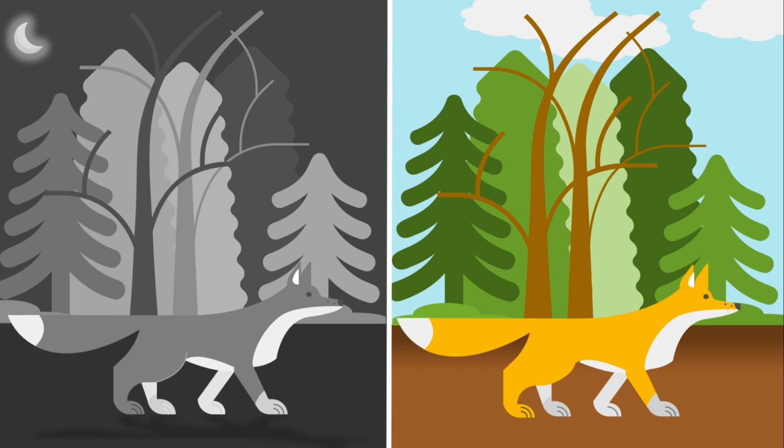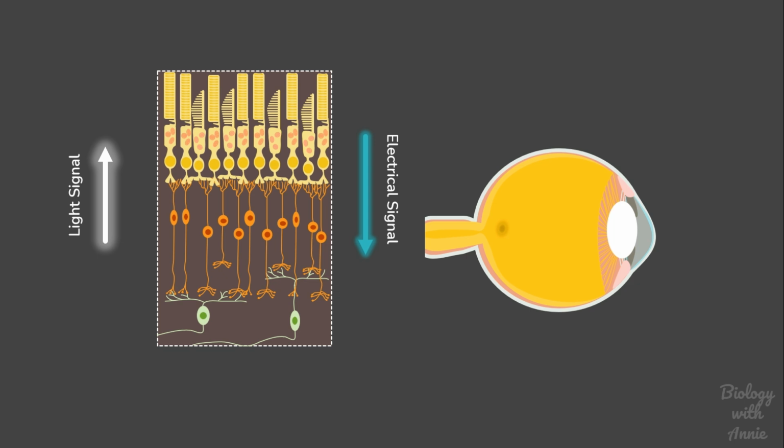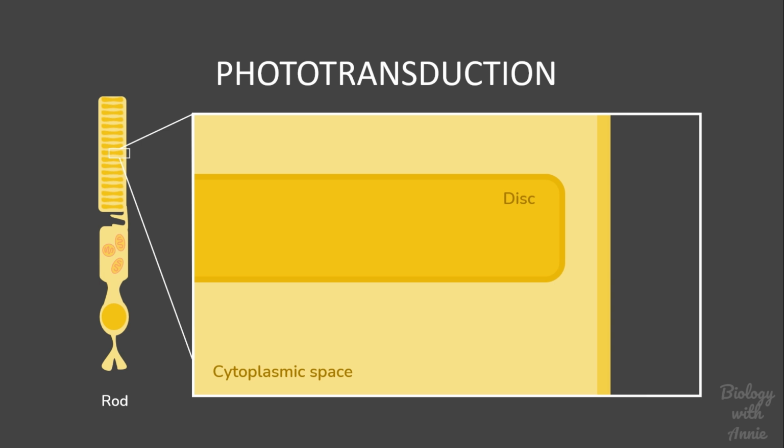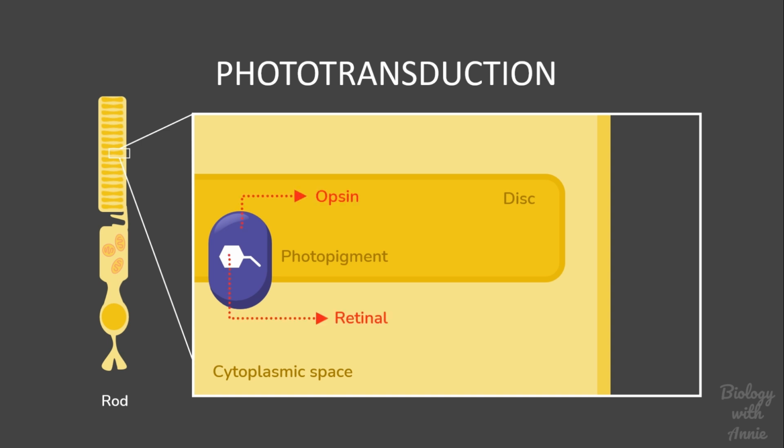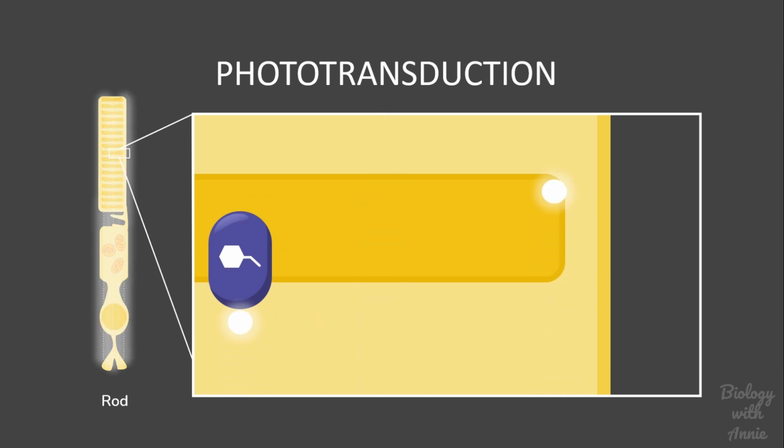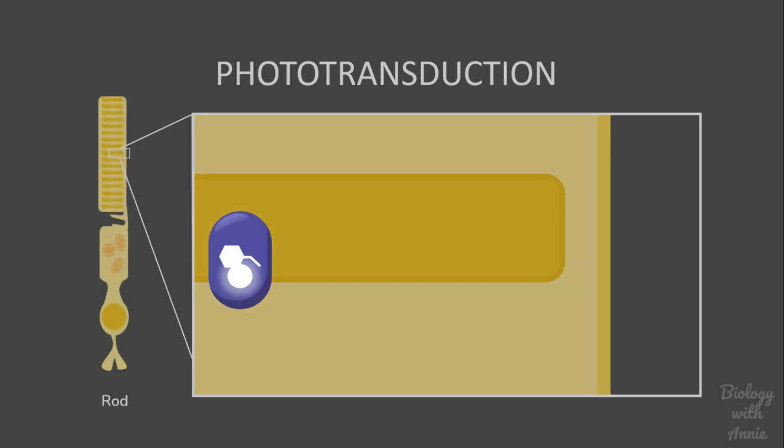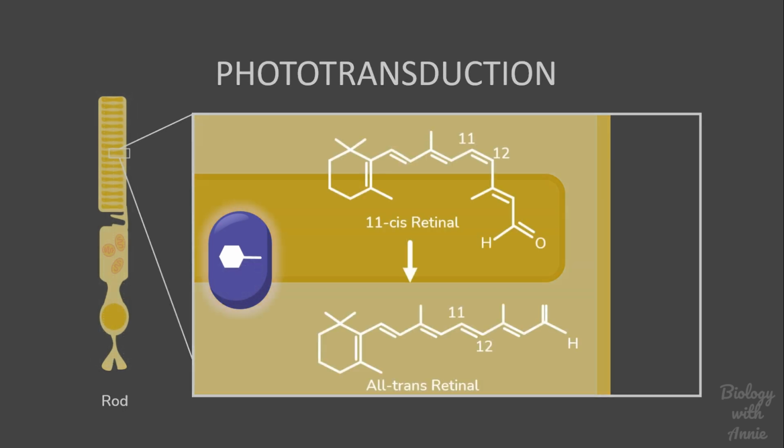The outer segments of these photoreceptors are crucial for transforming light into electrical signals through a process known as phototransduction. This is because the outer segments contain membranous discs that house a large number of photopigments. These photopigments consist of two parts, a glycoprotein called opsin and a light-absorbing molecule called retinal. When light enters the eye, the retinal absorbs a photon of light and undergoes a conformational change from 11-cis retinal to all-trans retinal.